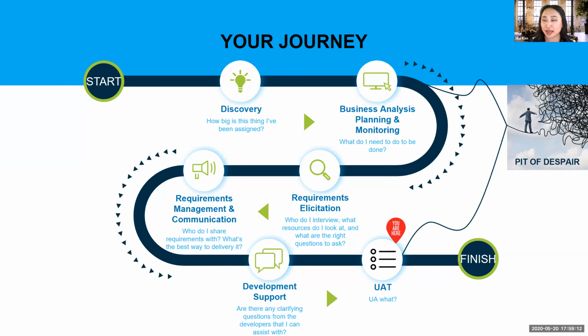So as a BA, your journey typically starts where you go through discovery, where you're assigned to a project, and you try to figure out how big is this thing that you've been assigned. And once that's done, you go into business analysis planning and monitoring, and then you go into requirements elicitation, requirements management and communication, and then development support, and then eventually testing.